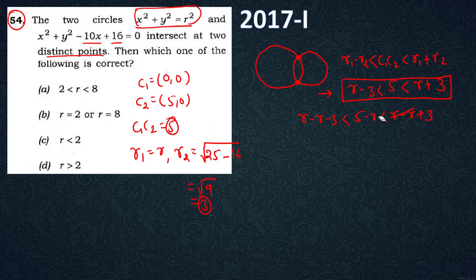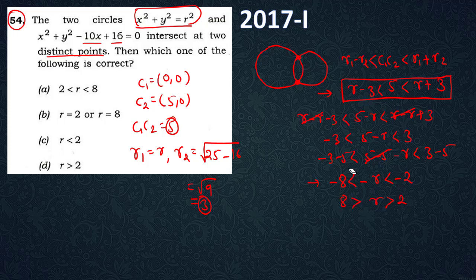ये cancel हो गया, ये cancel हो गया. So you will have minus 3 less than 5 minus r less than plus 3. So remove 5 from this middle term. So minus 3 minus 5, 5 minus 5 minus r, less than 3 minus 5. Okay, ये हो गया cancel. So minus 3 minus 5 is minus 8 less than minus r less than minus 2. So multiply this equation by negative sign to get this r positive. So what you will have is 8 is greater than r which is greater than 2.